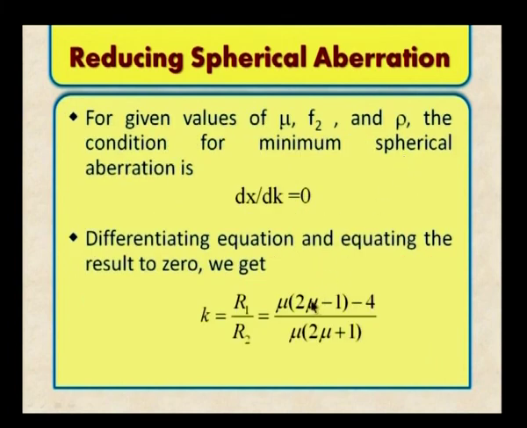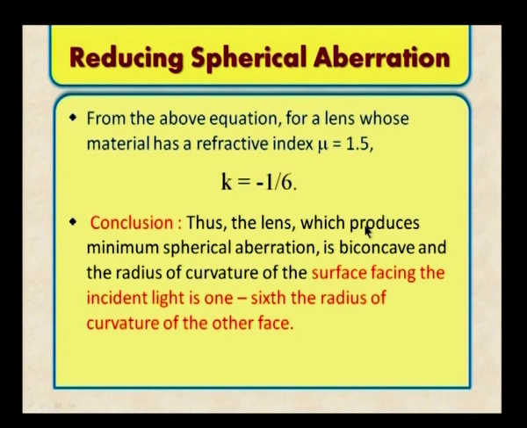So, if I put mu equal to 1.5 in this, my k will be equal to minus 1 by 6. Substituting 1.5 in place of mu, k comes out to be minus 1 by 6. What does it mean? What is k? K is R1 by R2. Now, R1 by R2 should be equal to minus 1 by 6. Let us not worry about the sign. If R1 by R2 is equal to 1 by 6, that means R2 should be 6 times R1, or whatever you call them. So, the radius of curvature of one surface should be 6 times larger compared to the other surface.